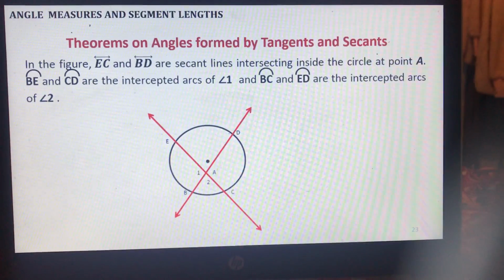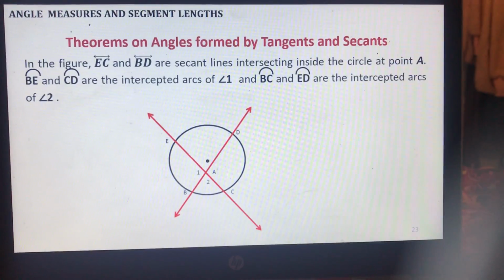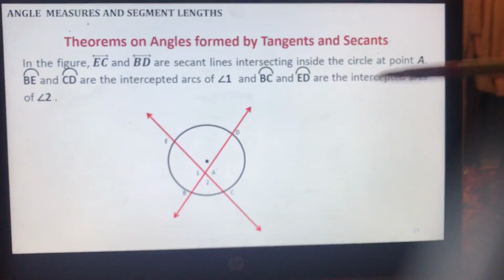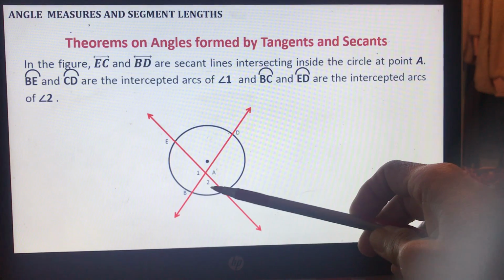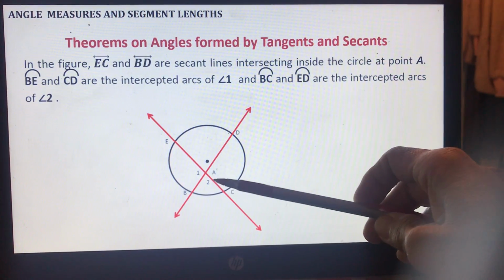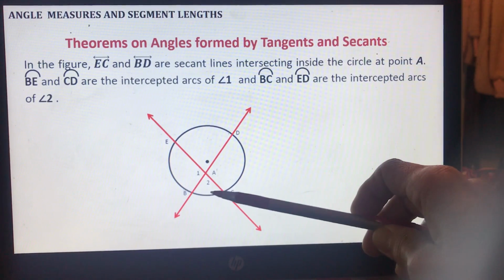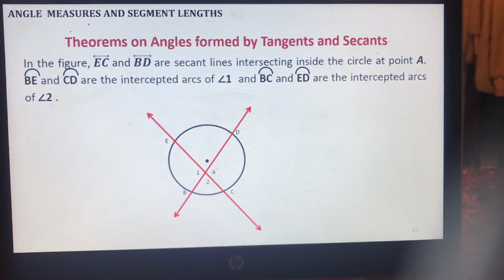That means that if 1 and 2 are a linear pair, the measure of angle 1 plus the measure of angle 2 is equal to 180. The same thing happens here with angles 2 and A. The measure of angle 2 plus the measure of this angle A is also going to be equal to 180, because angle 2 and angle DAC would also be a linear pair.